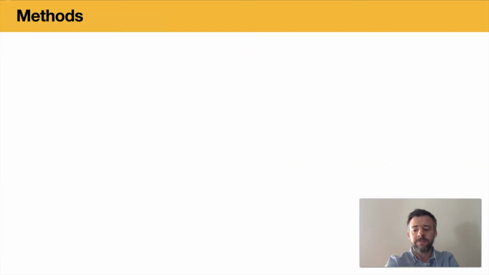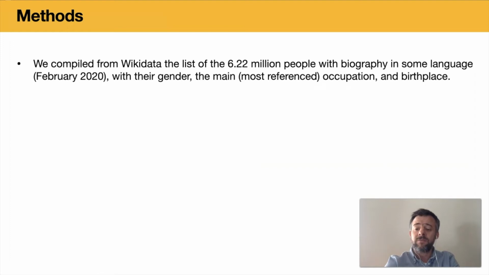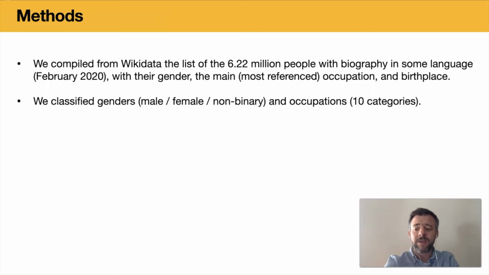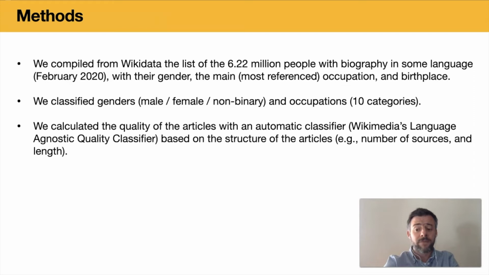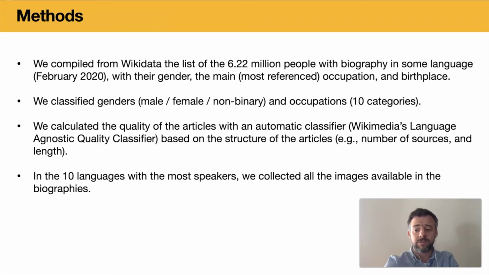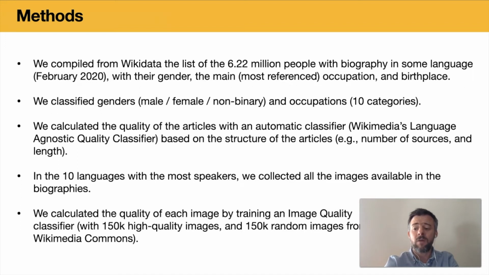How did we do that? First, we collected from Wikidata the complete list of people with biography in Wikipedia with the gender and main occupation. Then, we classified genders in 3 categories and occupation in 10 categories. After that, we calculated the quality of the article with an automatic classifier. And in the 10 languages with the most speakers, we collected all the images in biographies and estimated the quality of them with an image quality classifier.